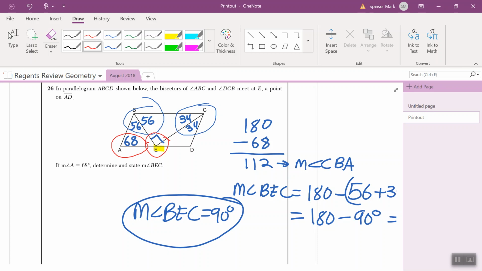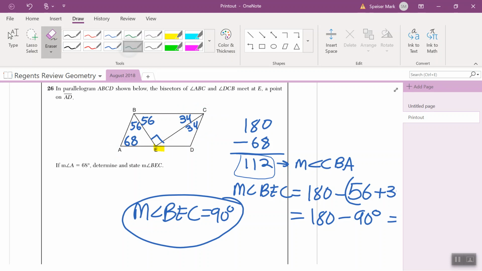Now we need to find the measure of the angles that are bisected. So the angles on side AB add up to 180. The bottom angle is 68 degrees, so 180 take away 68 is 112 degrees. 112 degrees divided by 2 gives you these two angles that are 56 degrees. And now to the other side, angle C. Angle A is the same as angle C because opposite angles of a parallelogram are congruent. Divide 68 by 2, you get 34 degrees. So those two angles are 34 degrees.